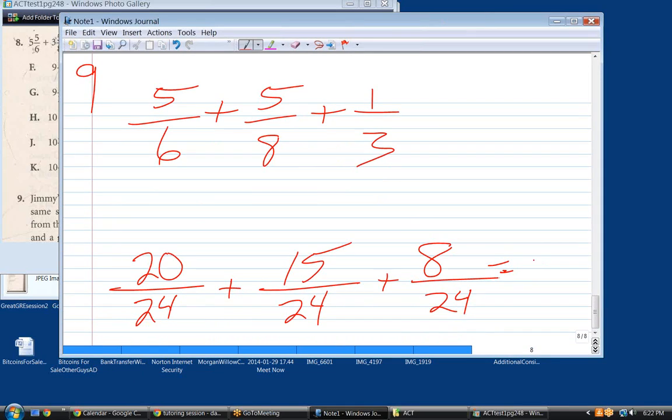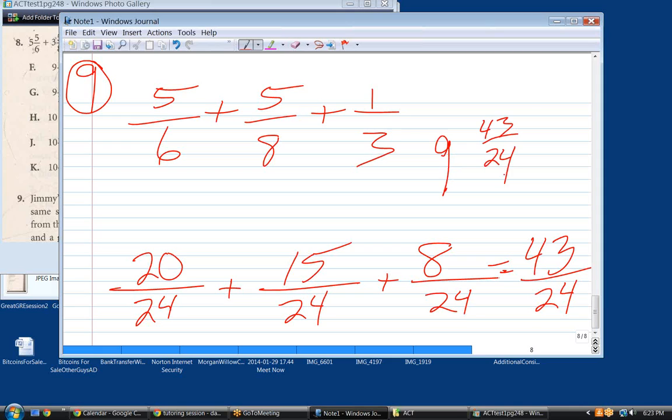Now we can just add the numerators, bring over the common denominator. What's the numerator here? It would be 20, 15, 8. That's 28 plus... All right, hold on. Just give me a second. Okay. I'm trying to do this mentally. That's 43. Okay, good. So I still have the original 9, right? Nothing happened to that. So the answer is 9 and 43/24ths.